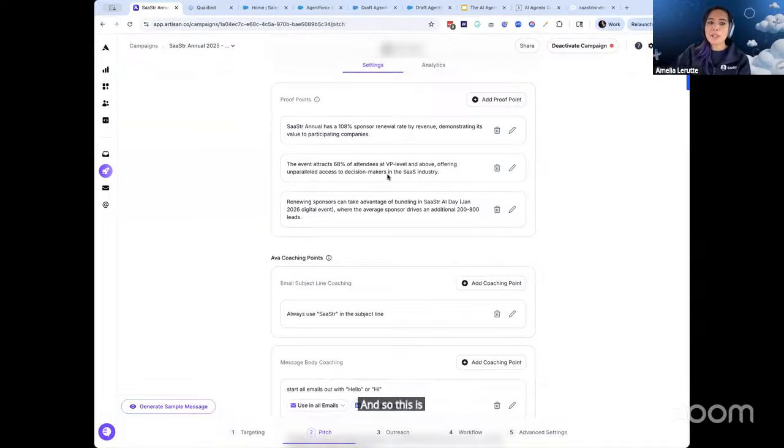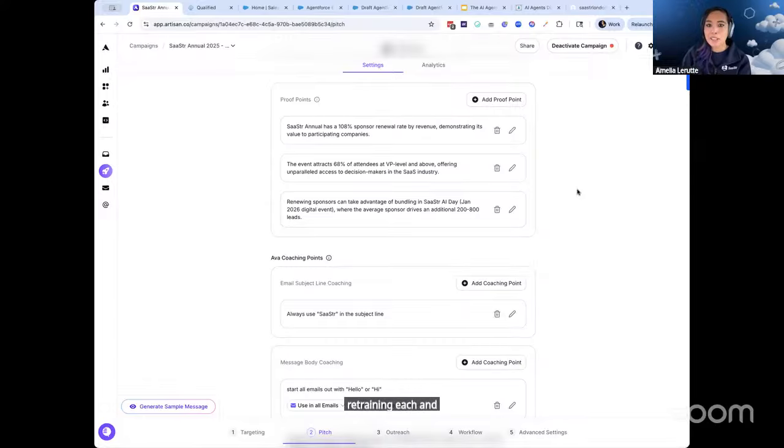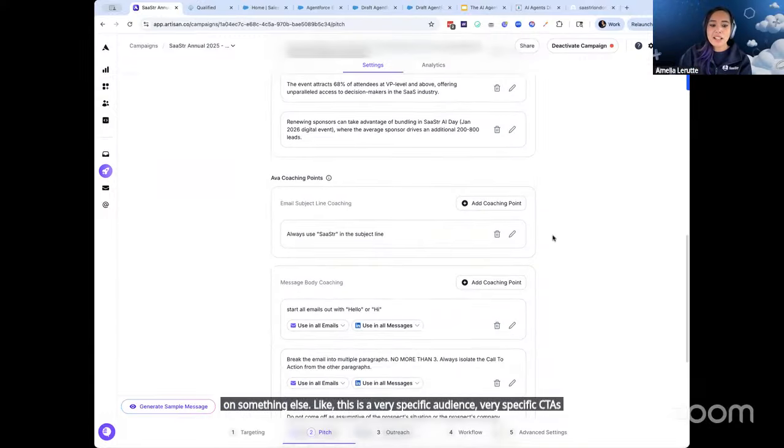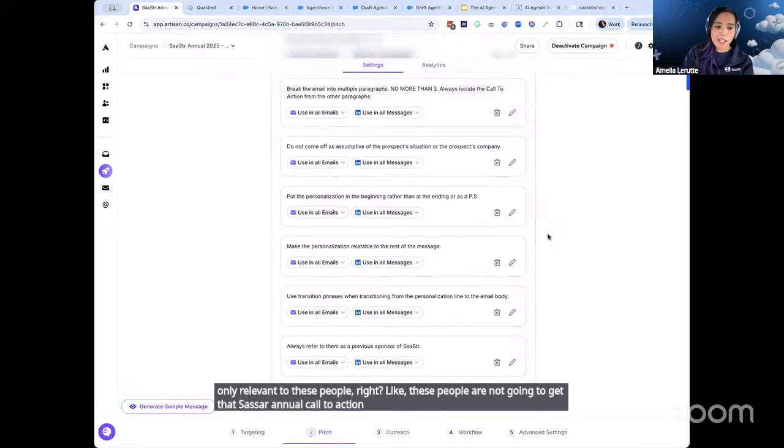And so this is what I mean by training all your sub-agents. Again, I call it sub-agents. I don't call it campaigns, because it's very intentional that I'm retraining each and every one of these campaigns' sub-agents on something else. This is a very specific audience, very specific CTAs and proof points that is only relevant to these people, right? Those SaaStr Annual call to action people to buy a ticket are not going to get this email because it doesn't correspond to them.